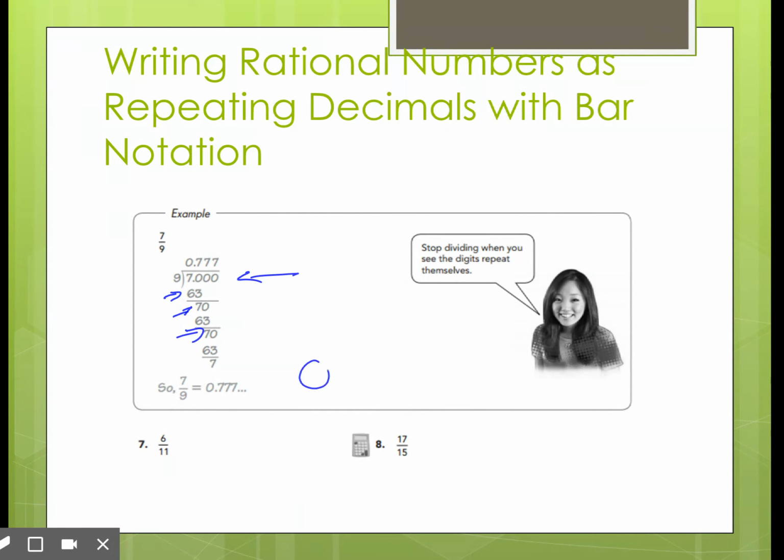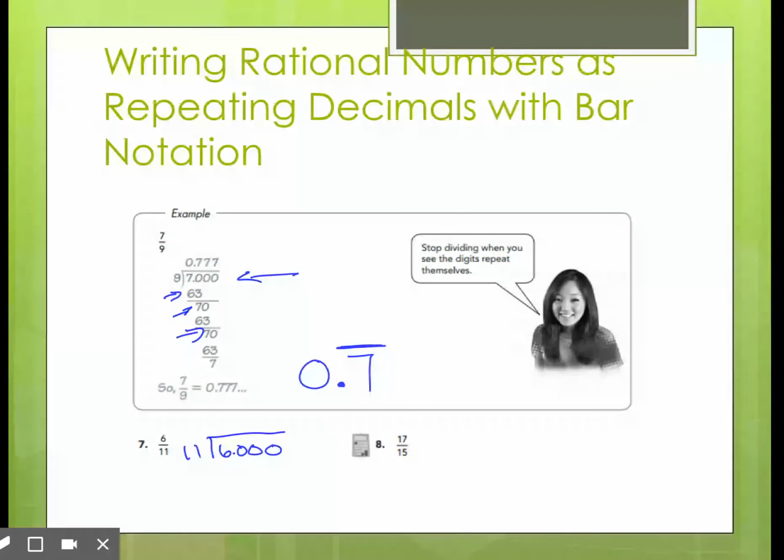You can mark this by writing 0.7, and because the 7 is the digit that is repeating, you can just put a line right over that 7. That is a hint, or the notation, to tell us that that 7 will go on forever. So let's try this with 6/11 and see what happens.